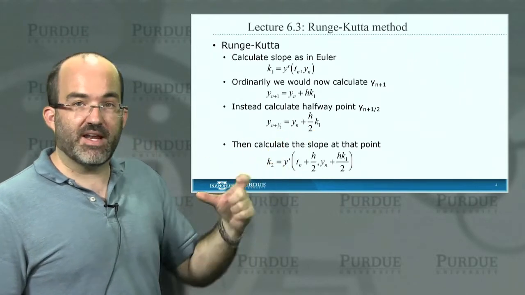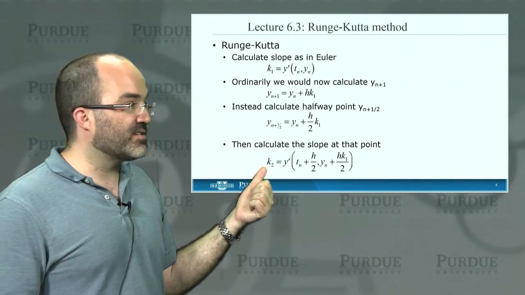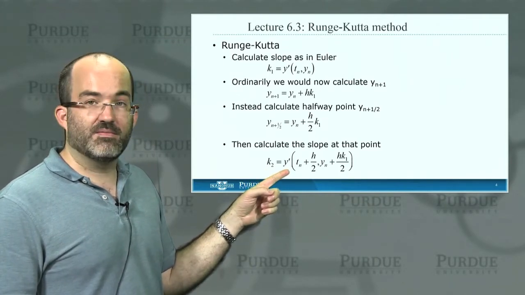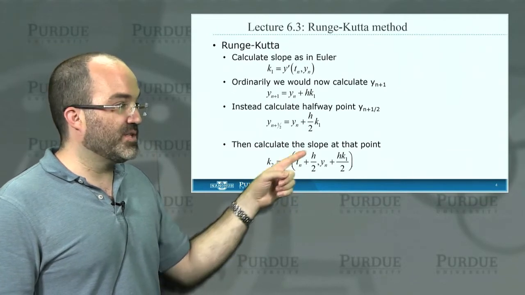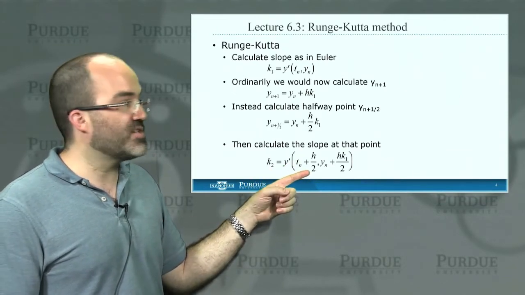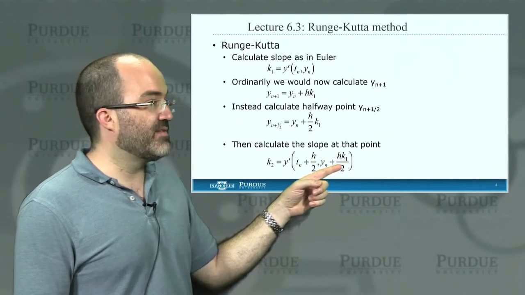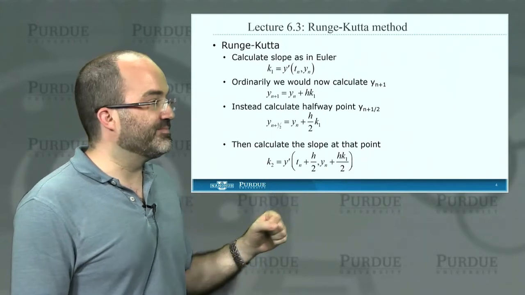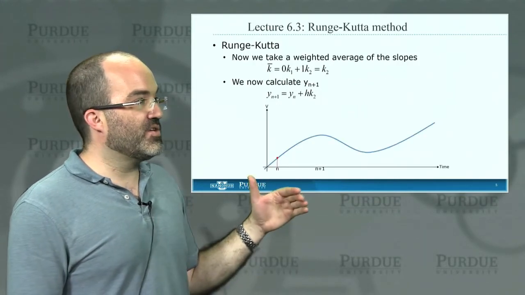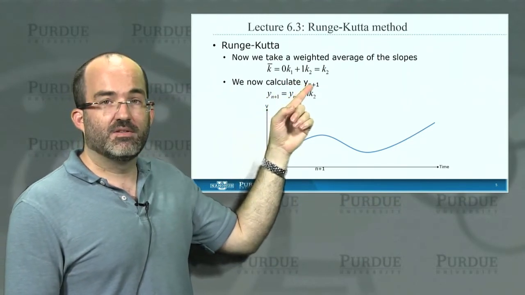And once we know what that halfway point is, then we'll calculate a second slope. That second slope is equal to y prime, the derivative, evaluated at that halfway point, which is t sub n plus h over 2 instead of t sub n plus h, and y sub n plus h over 2 times k1 instead of just y sub n plus h times k1. Okay.